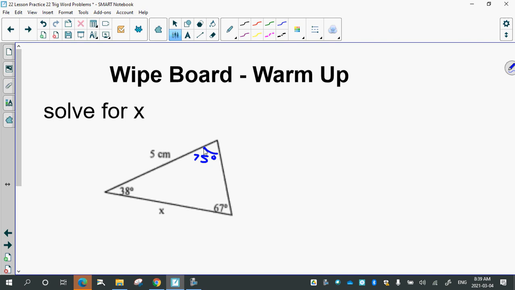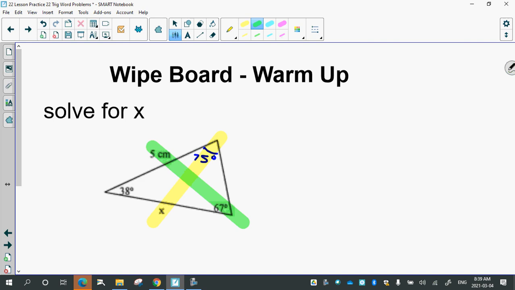Okay, so it's not a right angle. Then you look for a side angle pair. Because we know all three angles, we do have a side angle pair. Does everyone agree with that? 67 and 5. Okay, we do have a side angle pair. And then we want to find x, and we do know the angle opposite. So that's set up to use the sine law.